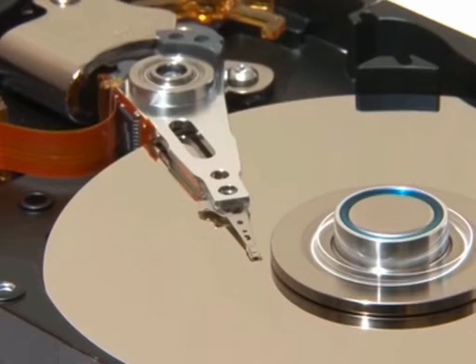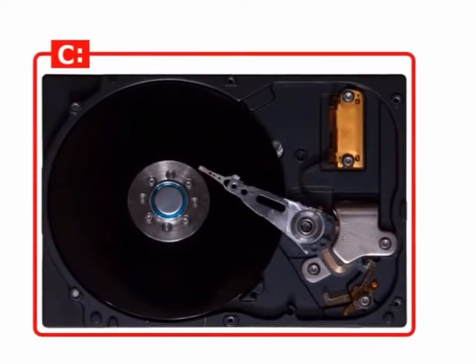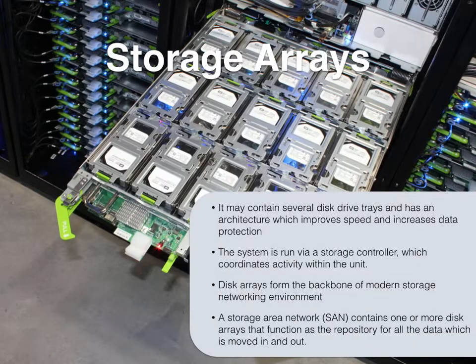So we put hard drives into storage arrays so that we can increase the capacity and the actual machine will only see one logical disk. There's also added benefits in data redundancy. But basically, a disk array is a hardware element that contains a large group of disks or hard drives which are stored on server racks. As you can see in the picture here, the storage arrays may contain several disks on a tray.